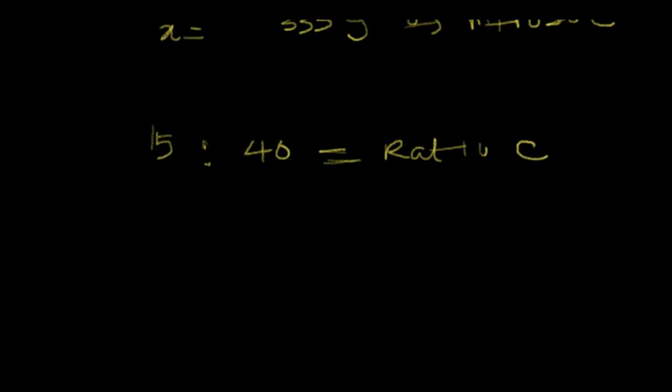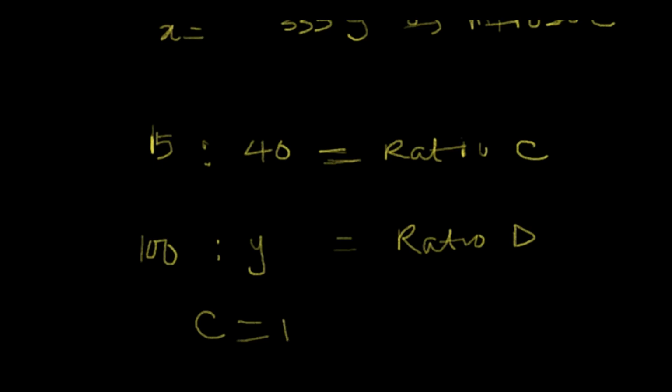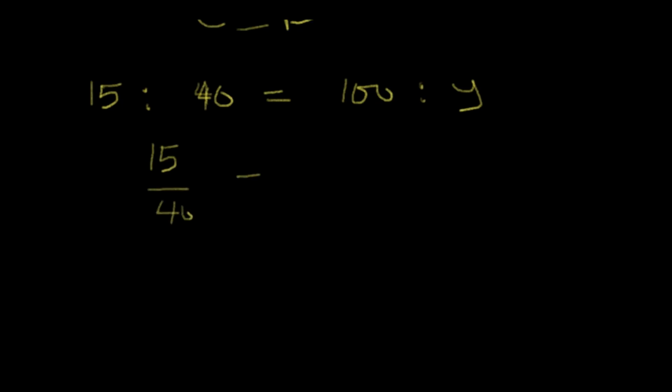Now, to produce 100 liters of liquid soap, what quantity of caustic soda will we need? So let's represent it in the ratio format. We'll say 100 ratio Y. Let's call this ratio D. Now, ratio C is equal to ratio D. So let's equate them together. We will now write 15 ratio 40 is equal to 100 ratio Y. Now, 15 over 40 is equal to 100 over Y.